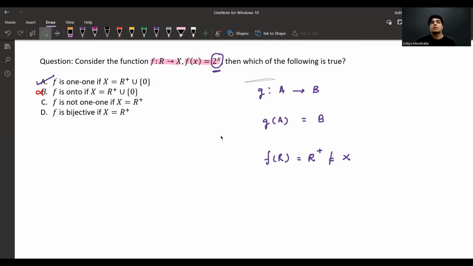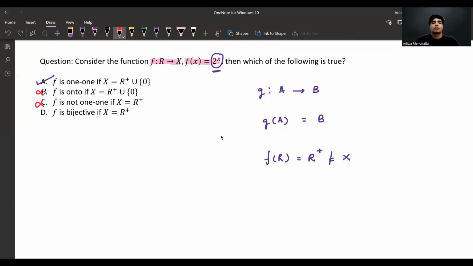Now let's check for the third option. Now f is not 1-1 if X is equal to R positive. No, that is not true, right? It will be 1-1. We already have discussed that functions are 1-1 no matter what the domain is. So this is also wrong.